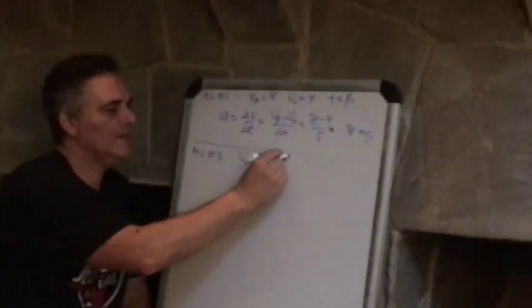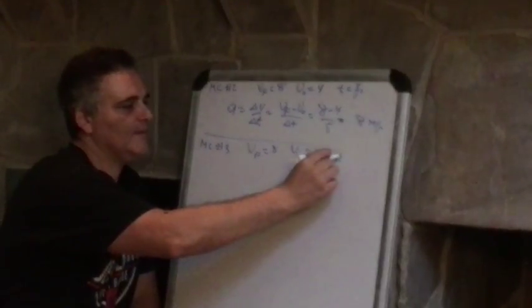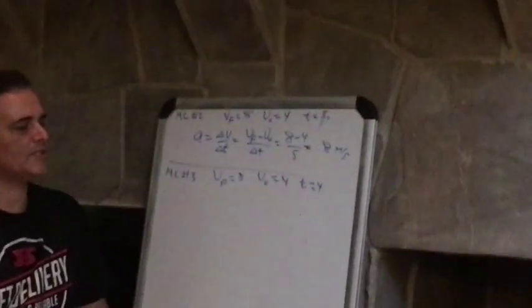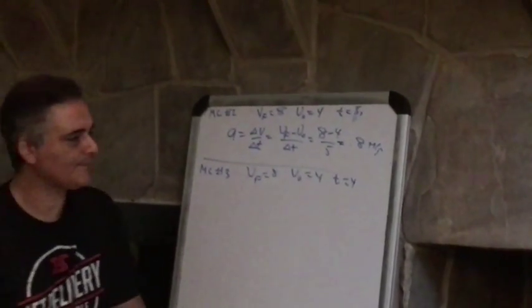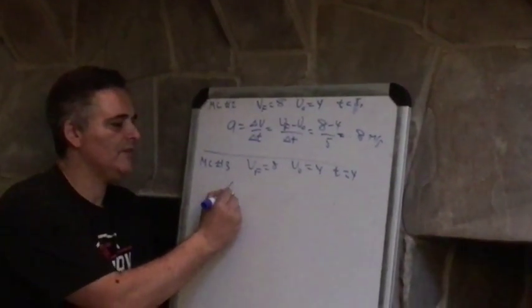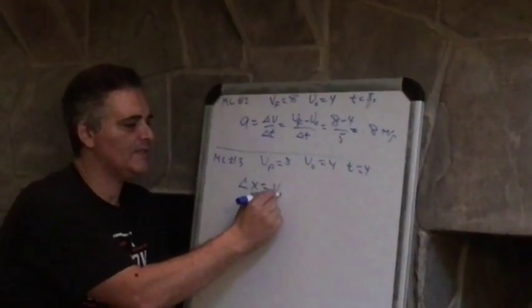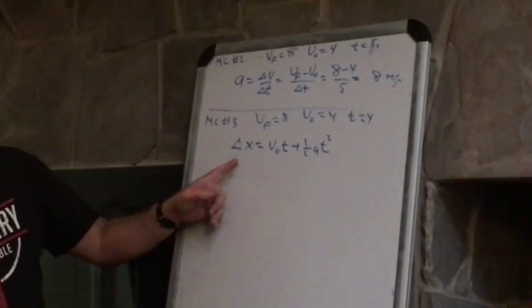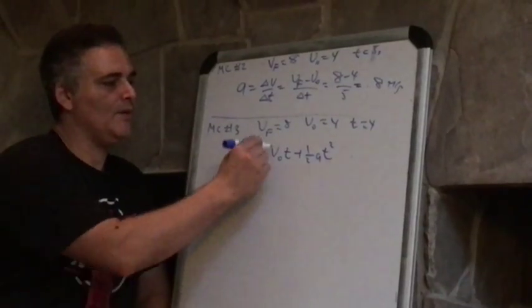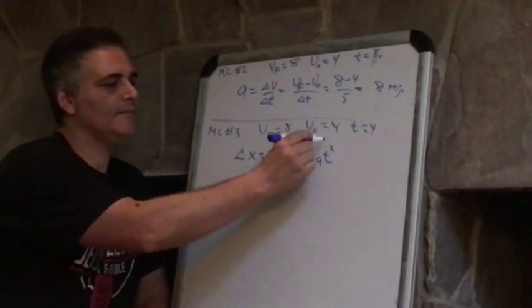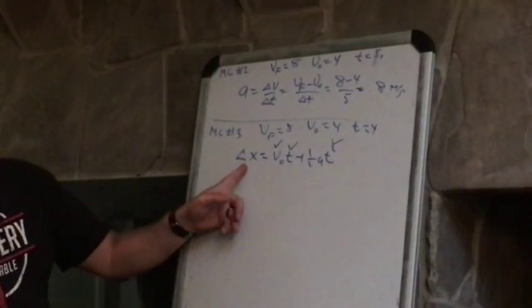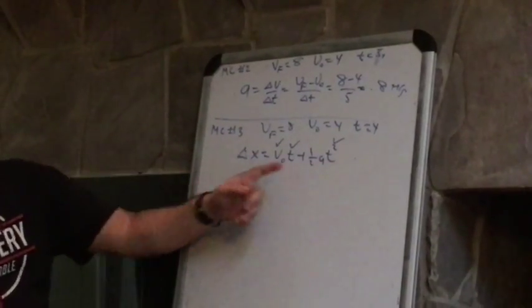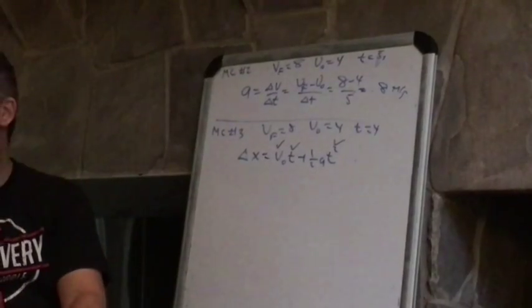Okay, so in this case, V final again equals 8. V initial equals 4, but the time now equals 4. So to answer the question, it's asking how far. How far the distance does it travel? And the distance traveled is going to be V0t plus 1/2 at squared. And the problem is, I want to know how far it went. I know V initial, I know the time, but I don't know the acceleration. So I can't solve it like this without doing something else.